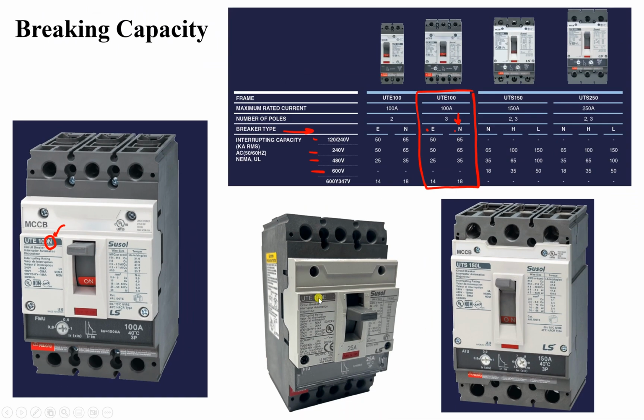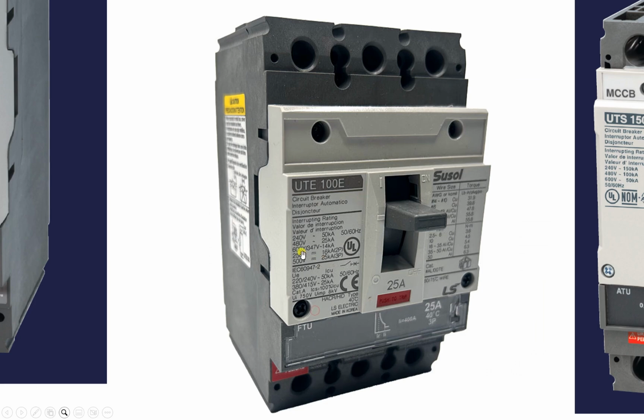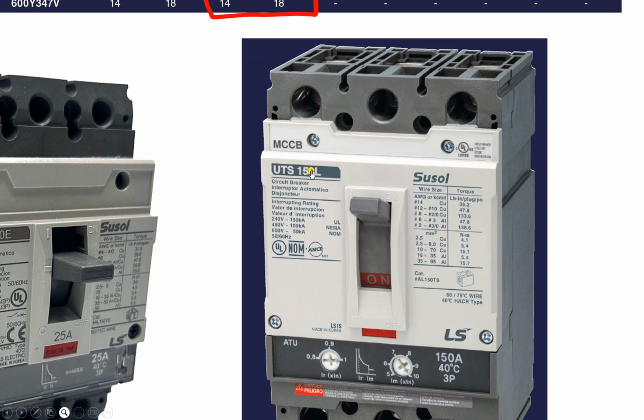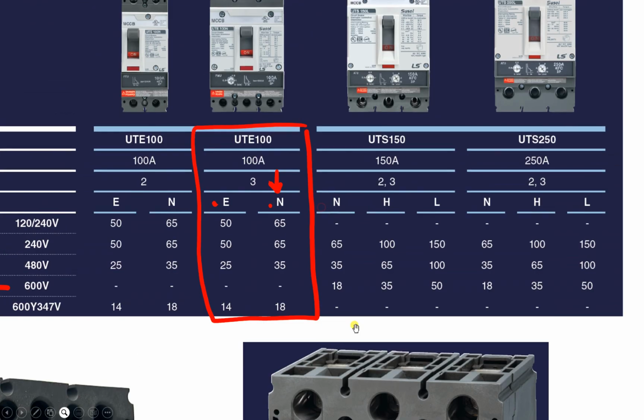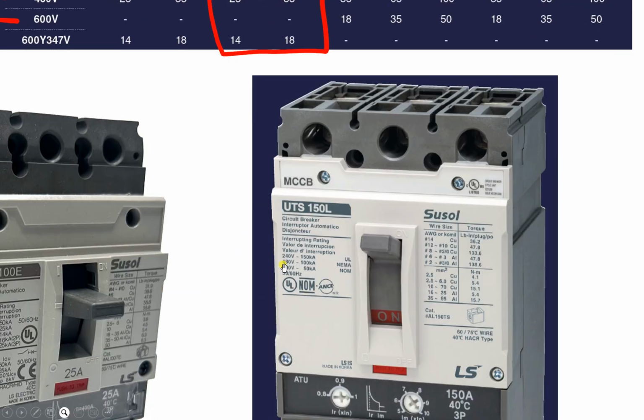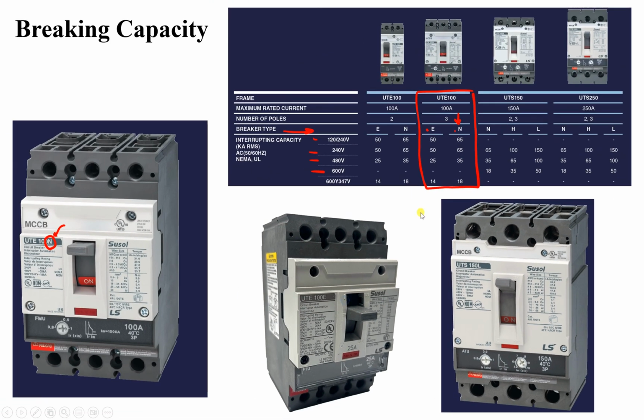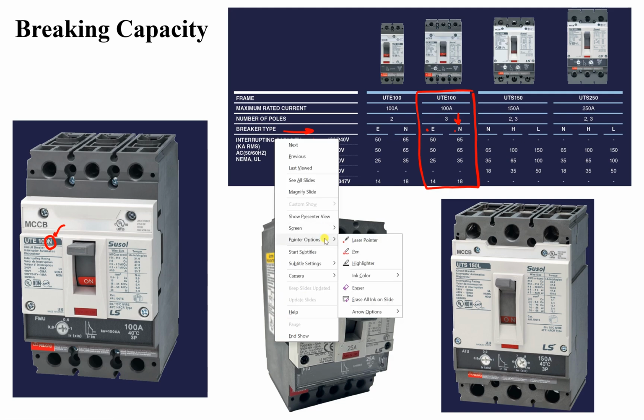Similarly for this breaker 100E, if you look at E and go down here, 25. So at 480, it is 25 kilo ampere. This one, 150L, will be 100 kilo ampere. If you go down here, 480, 100 kilo ampere. So this is the meaning of these letters, and the values are also given on the circuit breaker itself.